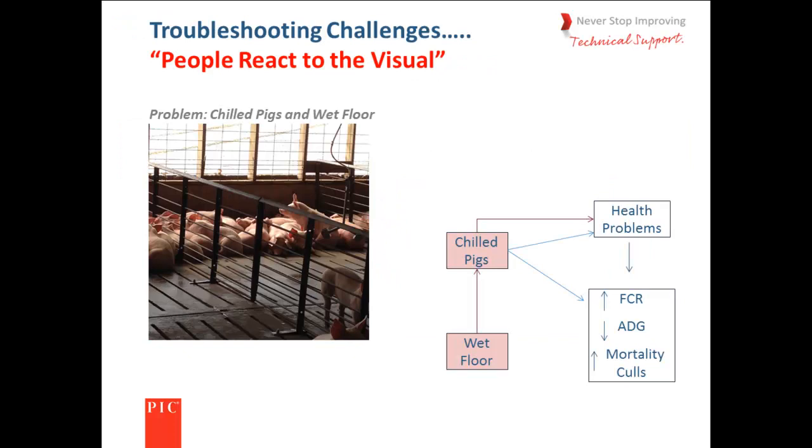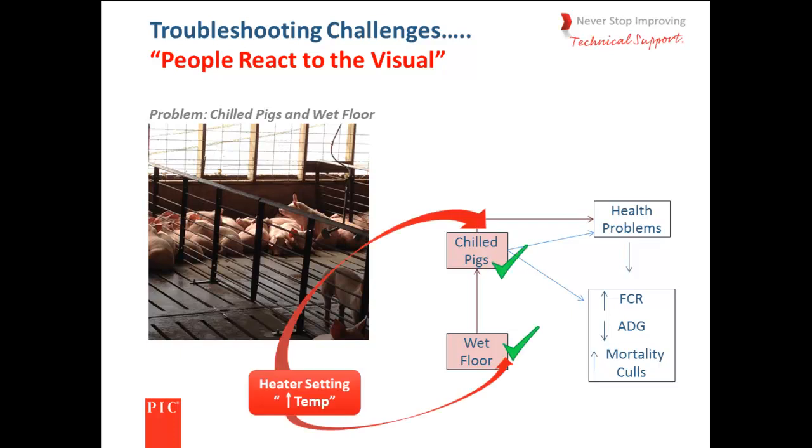Usually, the people react to the visual. So this is a big troubleshooting challenge. Why? In this example, you can see some wet slat, chill peaks, and a little pile peaks. And for sure, we can assume we have chill peaks because we have wet floor, and we will have some health problems, and for sure, some performance problems. But the people don't see the big picture, the real picture. So maybe the first thought is, well, I could set my heater differently, and I will resolve the problem. That is the first thought.